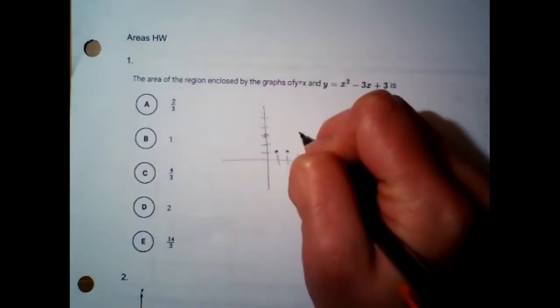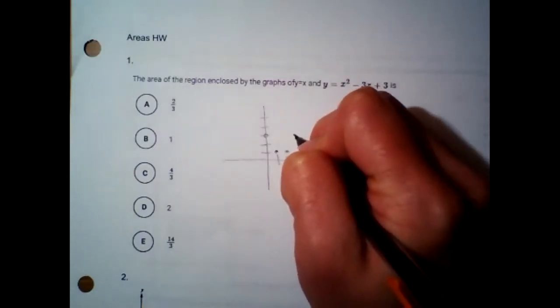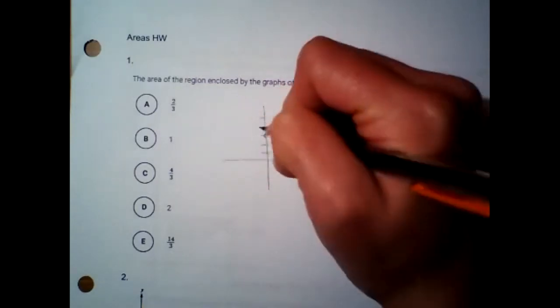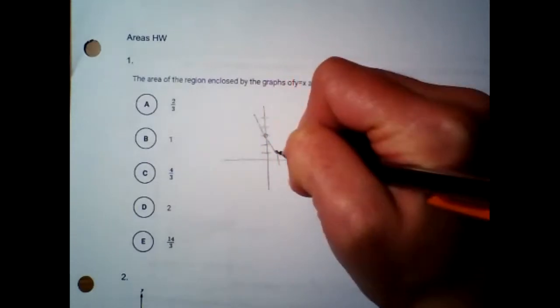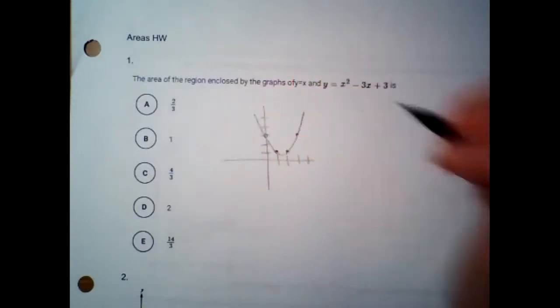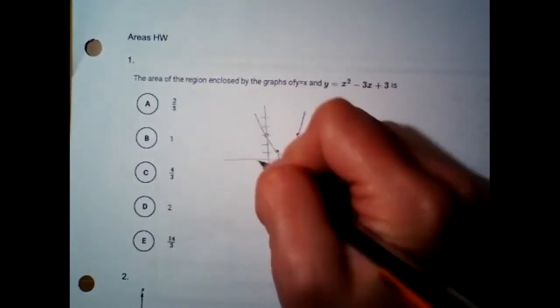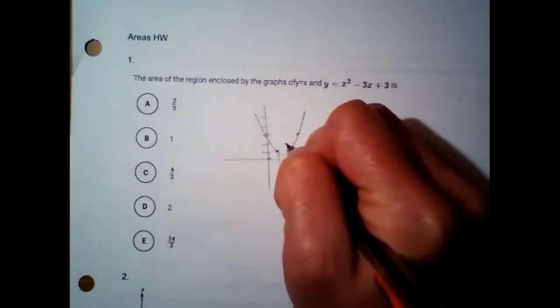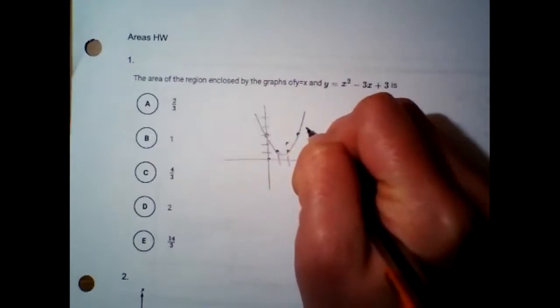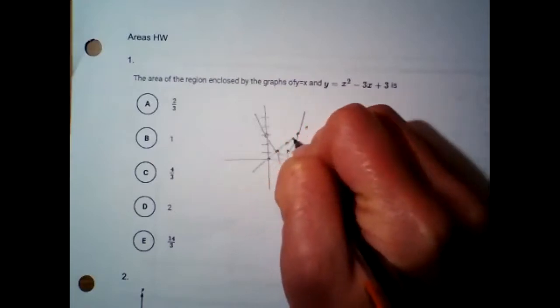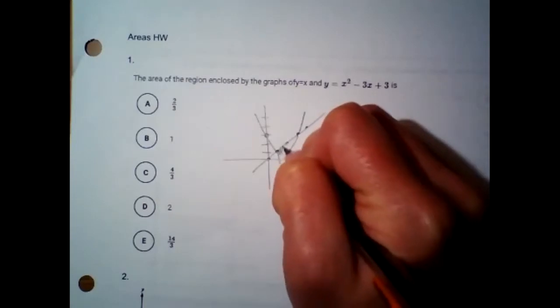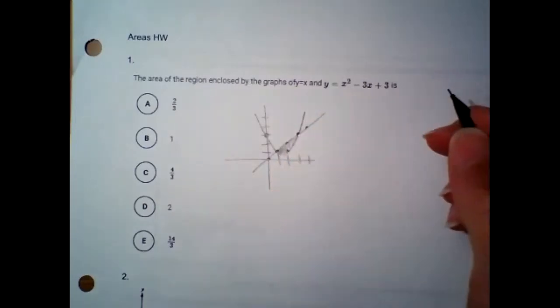And so I know I'm going to have this other point symmetric up here at 3. So it's going to do something like this. And then the other graph was just y equals x. So that's going to go through the origin and have a slope of 1. So do something like that. So this is the area that we are trying to find.